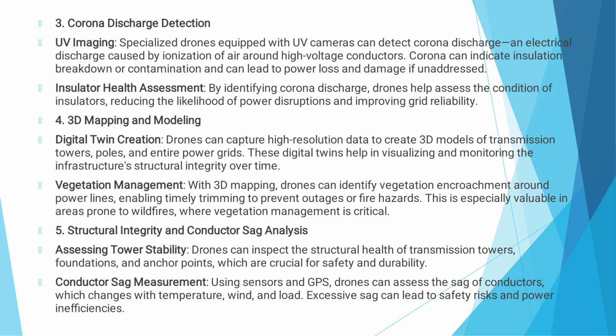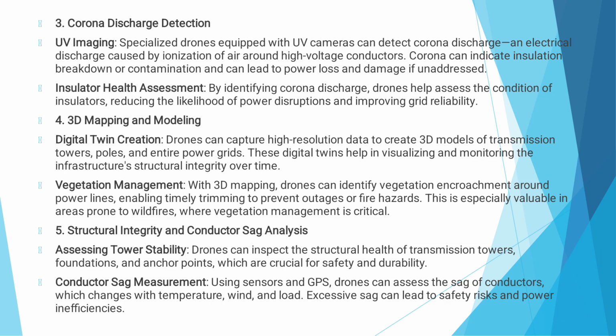Then corona discharge detection. UV imaging. Specialized drones equipped with UV cameras can detect corona discharge, an electrical discharge caused by ionization of air around high voltage conductors. Corona can indicate insulation breakdown or contamination and can lead to power loss and damage if unaddressed. Then insulator health assessment. By identifying corona discharge, drones help assess the condition of insulators, reducing the likelihood of power disruptions and improving grid reliability.